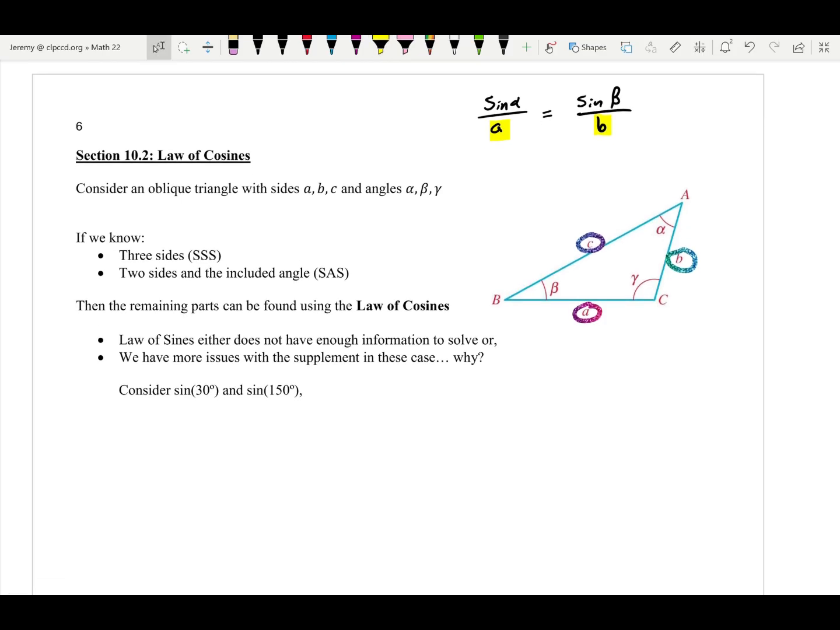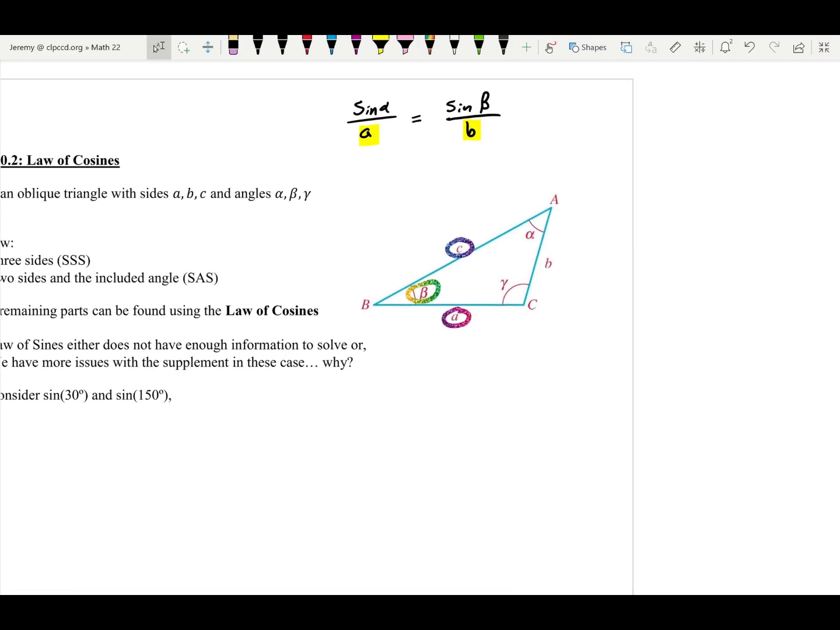We run into a similar problem if, let's say, we have two sides and the angle in between those two sides. So let's say, instead of those side lengths A, B, and C, what if we had side length A, side length C, but we knew this angle beta and we wanted to solve this triangle? What would happen here?